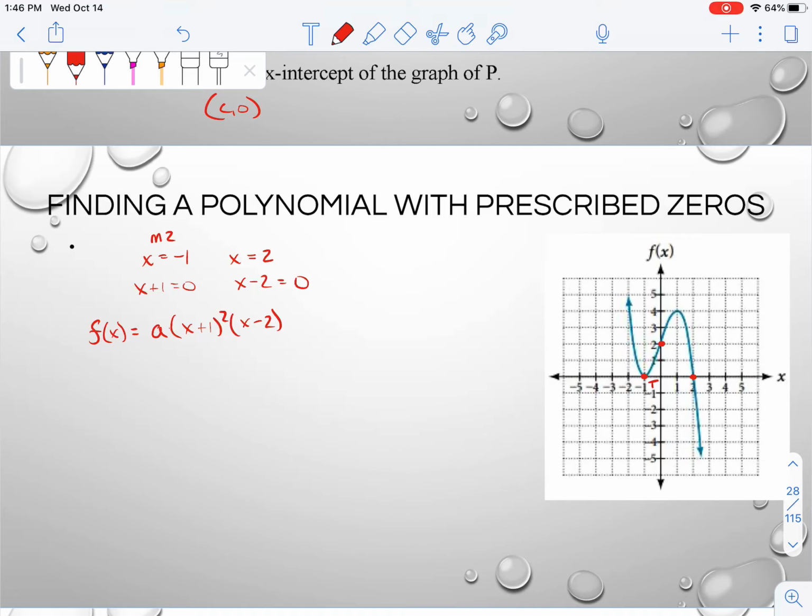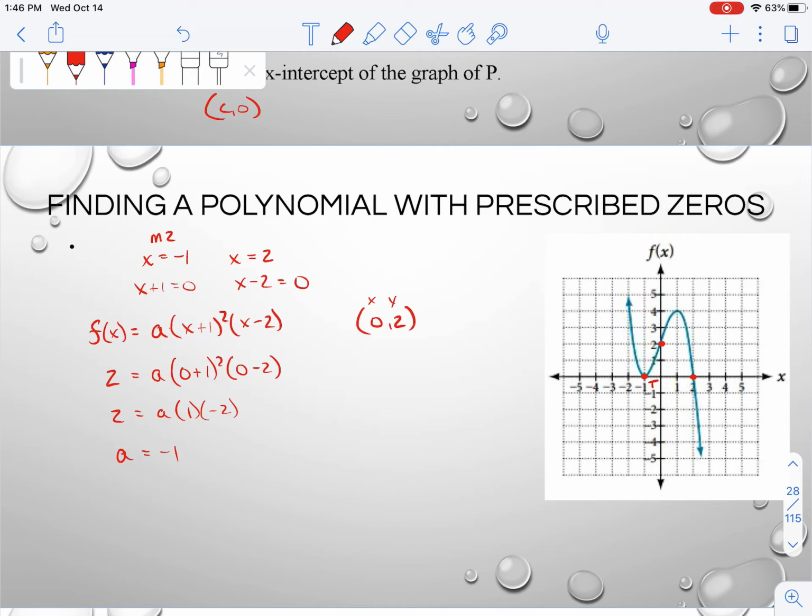But what I have is this y-intercept. And how am I going to use that y-intercept? I know that I have the point 0, 2 on the graph. I've got an x and a y value, or an f of x. So what I can do is substitute in, and I'm going to solve for and find a. So here, y, or f of x, is going to equal 2, equals a times 0 plus 1 squared times 0 minus 2. So when I solve, I'm going to have 2 equals a times 1 times -2, or -2 times a, and here I end up with a equals -1.